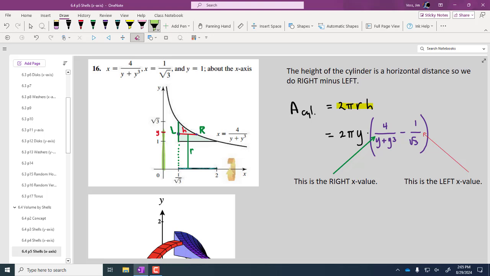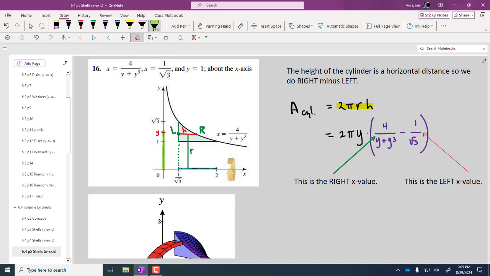Okay, so here's our setup then. We've got our 2 pi r. We need to replace the r and the h with something that has y's in them. And the basic principle again is that the element is perpendicular to the y-axis, which means we're going to be integrating with respect to y.